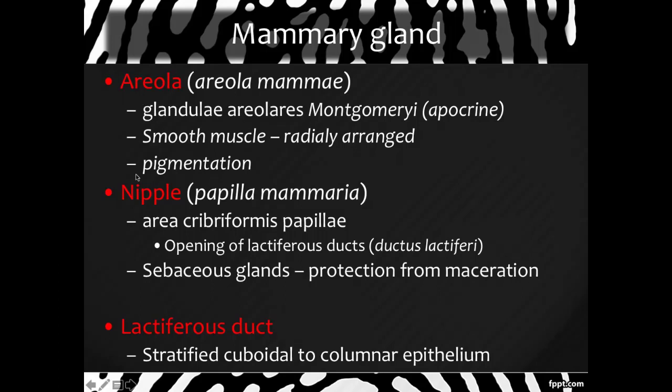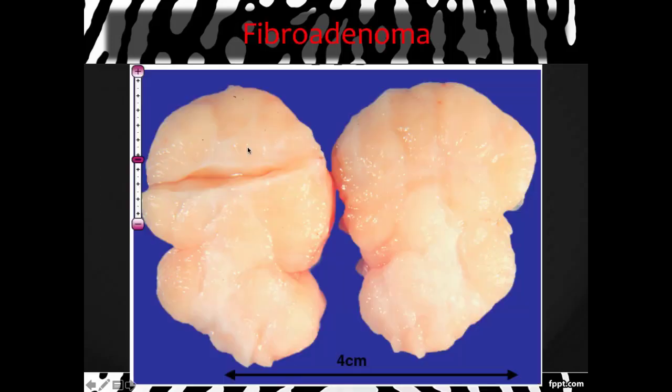The areola is like the skin around the nipple, and it is covered by thin type of skin, which is highly pigmented, especially during pregnancy. There are present the glandulae areolares Montgomery, which are apocrine glands, and radially arranged bundles of smooth muscle. This is the most common type of tumor found in the breast.